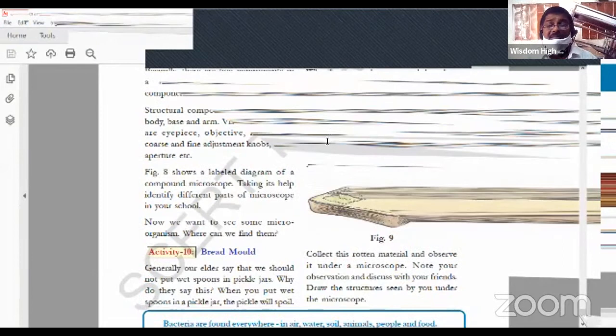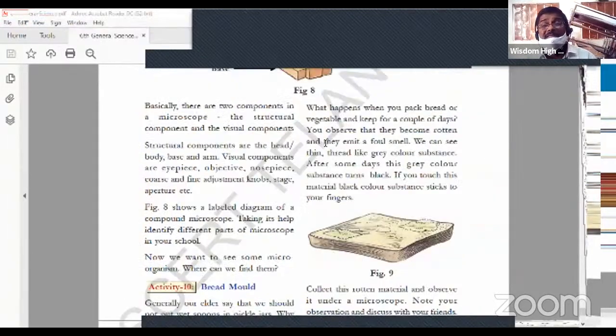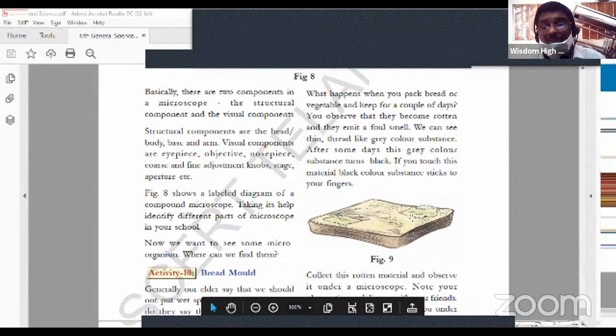Say, take bread which was placed aside for a few days. Usually, you can identify that it will become rotten, and it will produce a foul smell, a bad smell. We can see a thin thread-like gray color substance on the bread. After a few days, this gray color substance turns into black color, so that we can see it under the microscope.